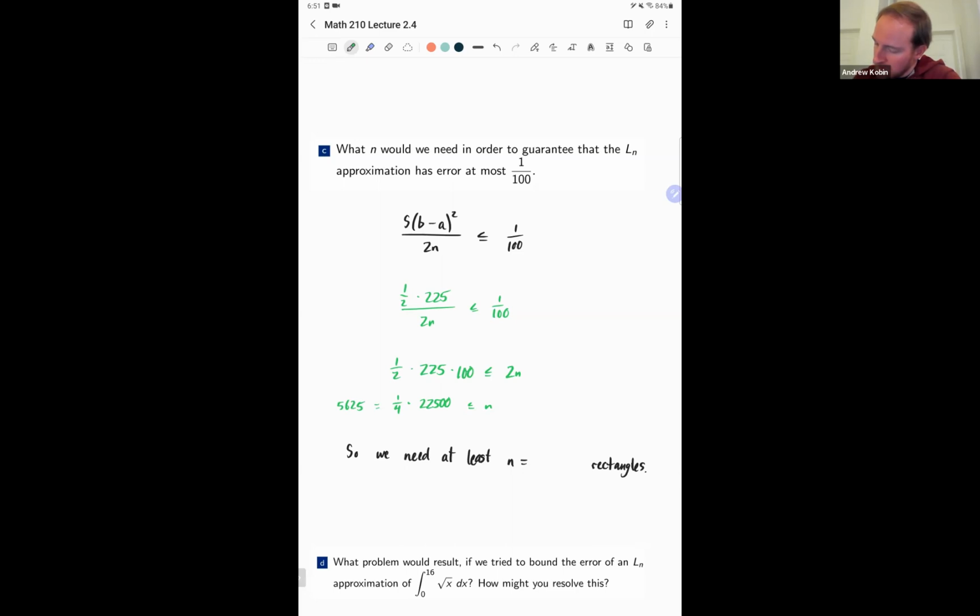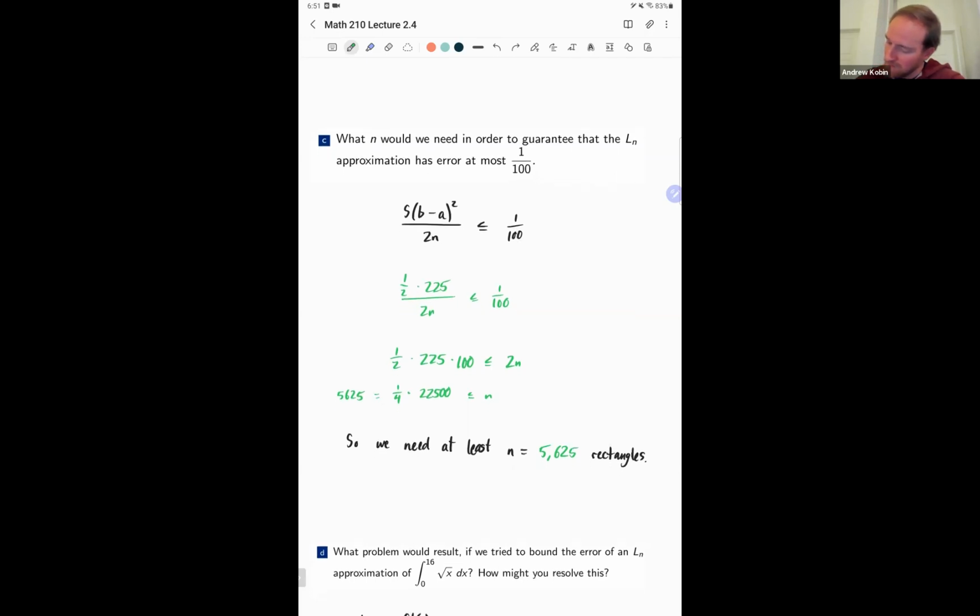So this means n is greater than or equal to 5625. If we use at least 5,625 rectangles, we're guaranteed to be within 1/100th of the true area under this curve. So that's a lot of rectangles. The takeaway here is the square root function kind of stinks when it comes to rectangular approximations. We'll talk about different ways to handle this in a couple slides, but first, let's answer the final question.